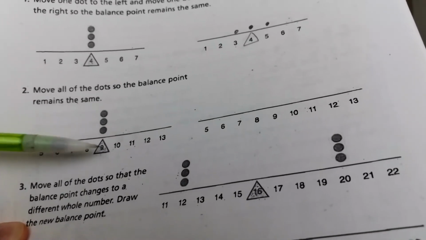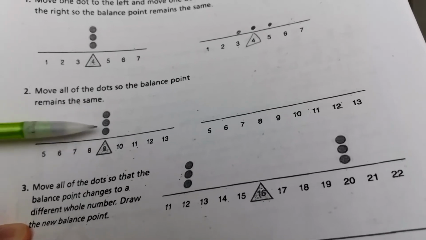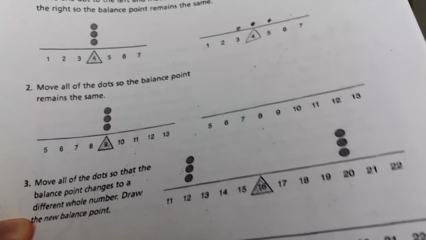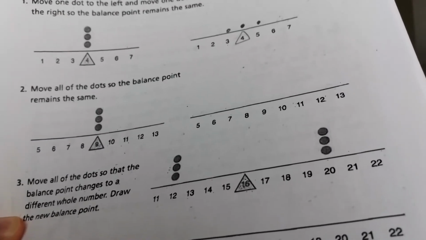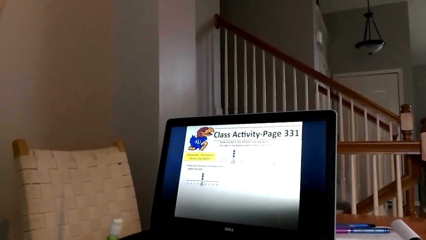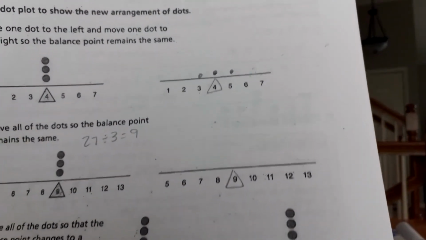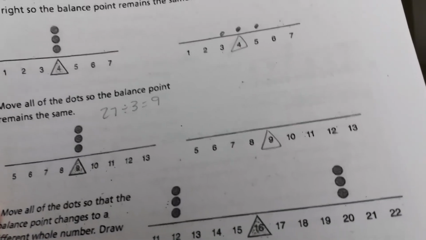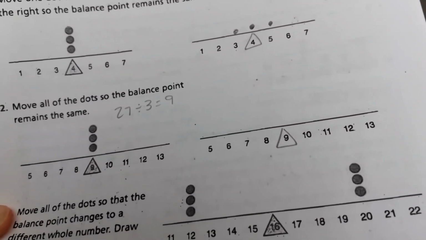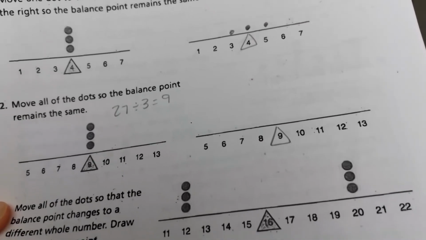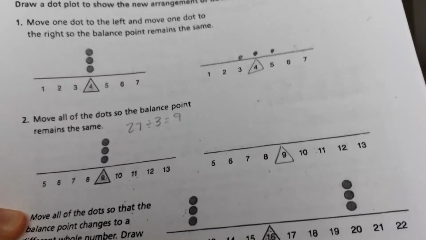So if we know we want the average to be a 9 and we have 3 numbers, then we want all 3 numbers added together to be 27, right? Because we know 27 divided by 3 equals 9. Okay, so we know that 9 plus 9 plus 9 is 27, but we need another combination. So we need to think of 3 numbers added together that would be 27. There's more than one right answer.